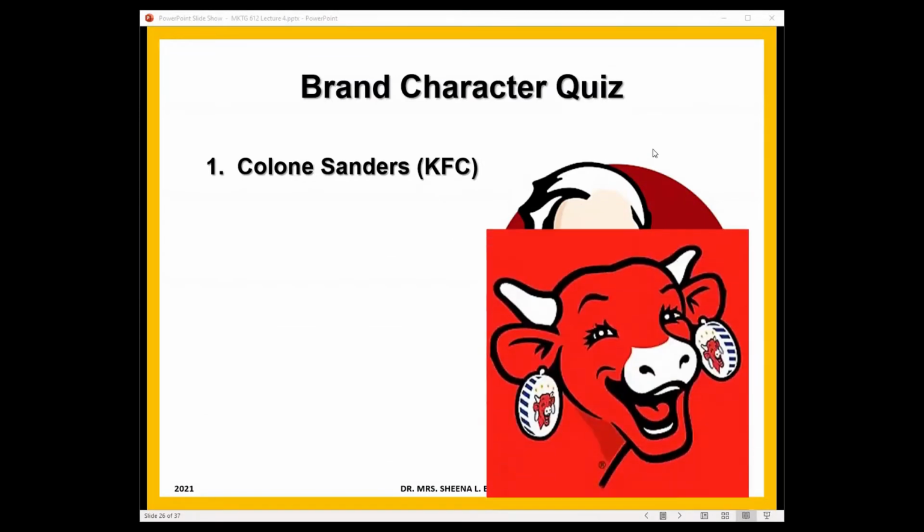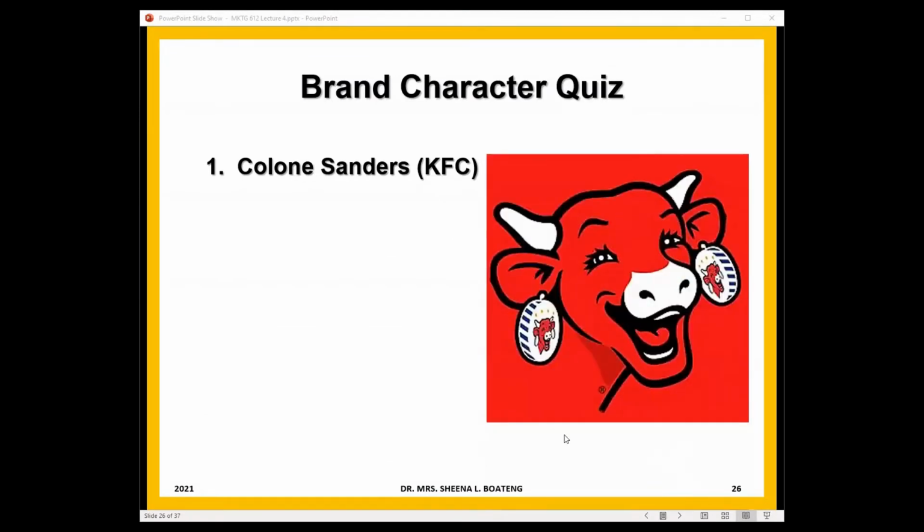Let's look at another one. Which one is this? What's the name of this character? The Laughing Cow. Right? And it's synonymous with the name of the brand, isn't it? Yes, because it's the Laughing Cow and it's for the Laughing Cow cheese.